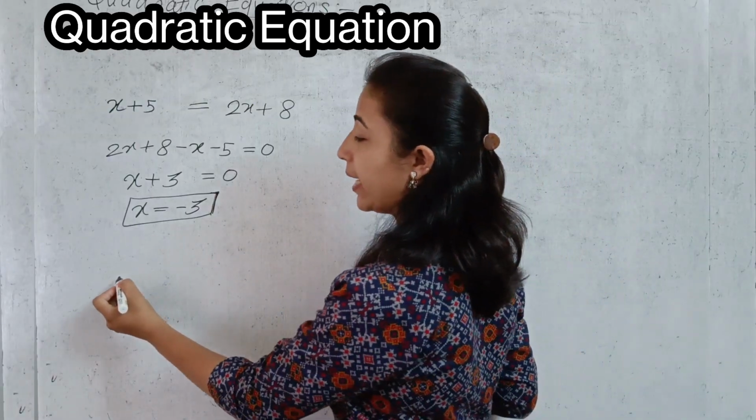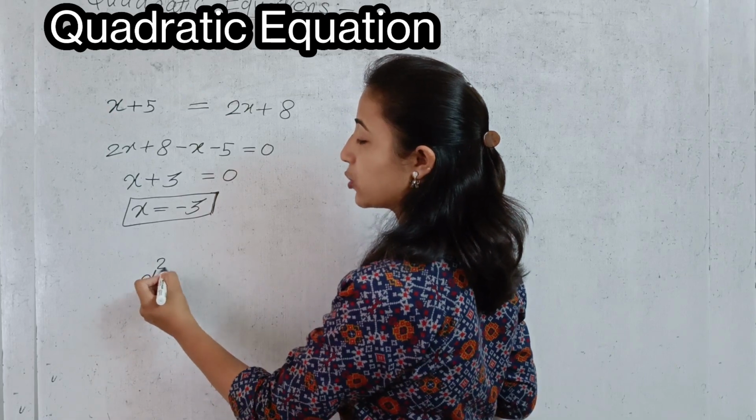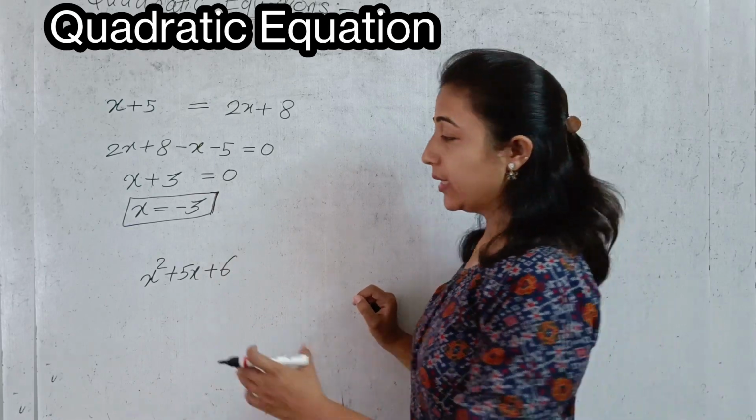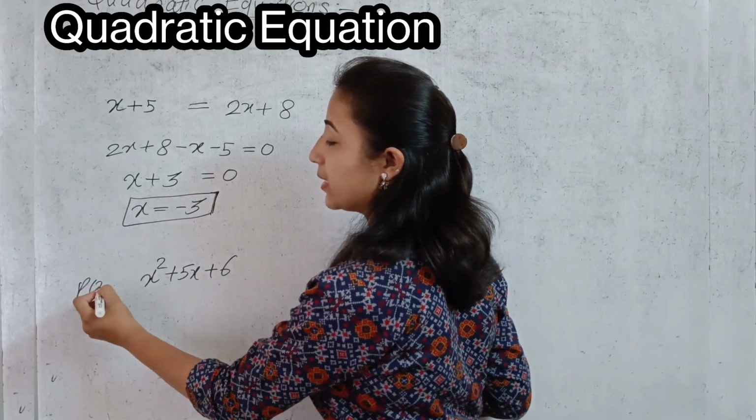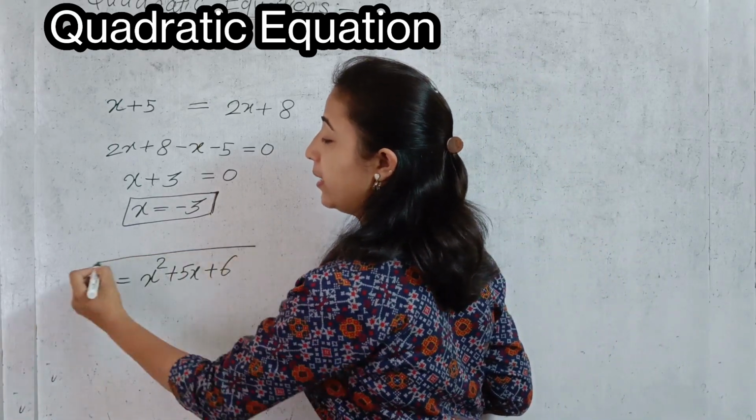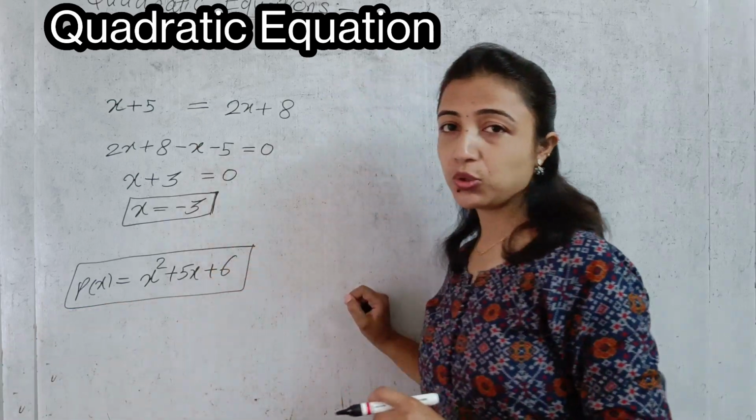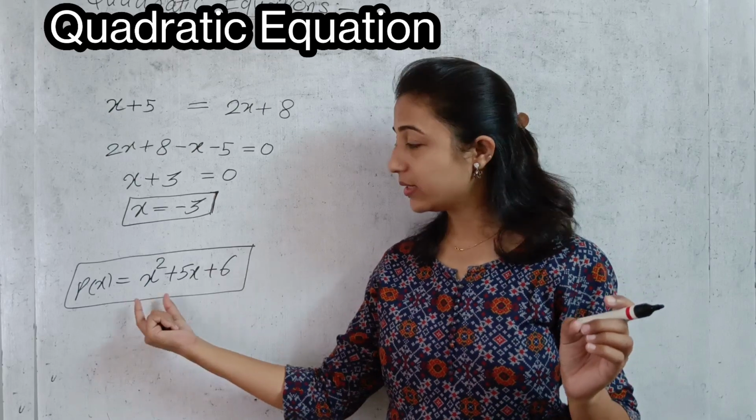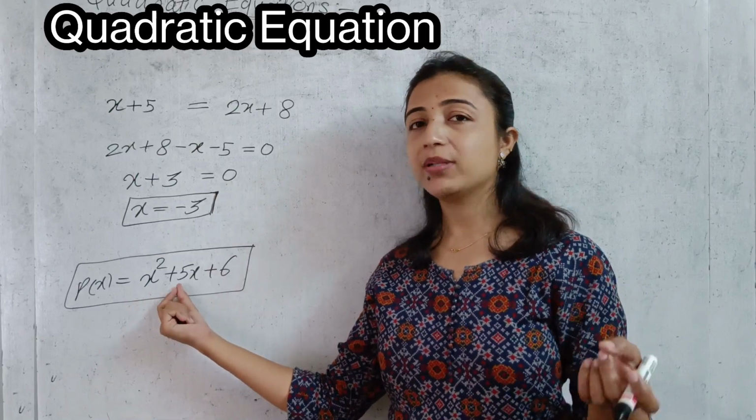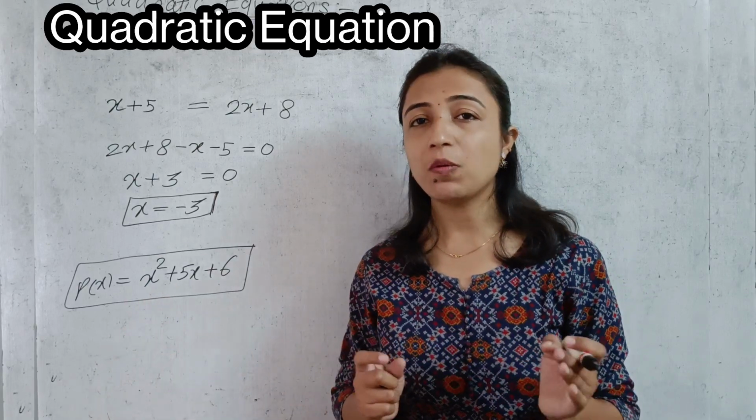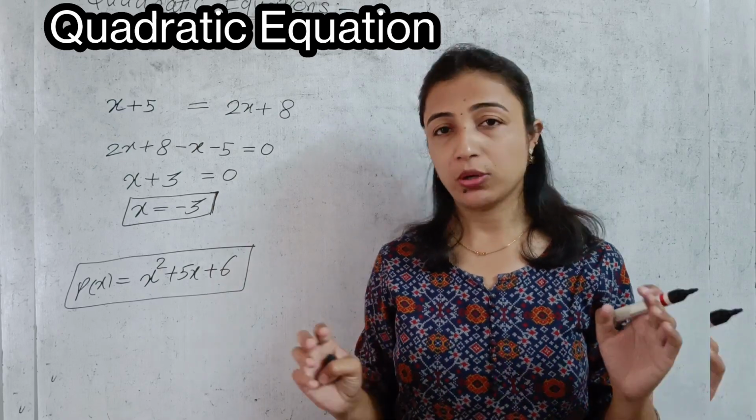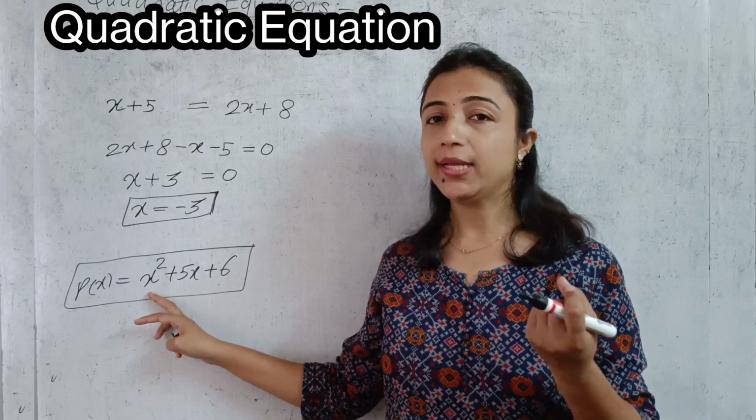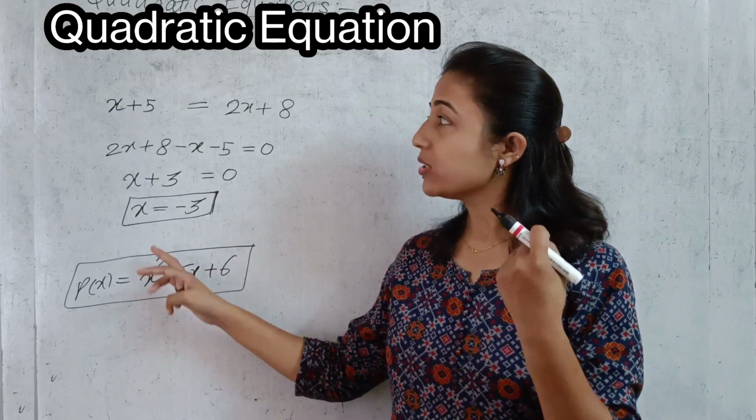Sometimes if we write simply an expression, let's suppose I write x square plus 5x plus 6. This is a simple expression, and if we write p of x equals to this, then it is a quadratic polynomial. Polynomial we have already studied in chapter 2. A polynomial is simply an expression, and if there is a certain power, on that basis of power we classify the polynomial. Here the highest power of x is 2, so we can say it is a quadratic polynomial. But what is the importance of equation?